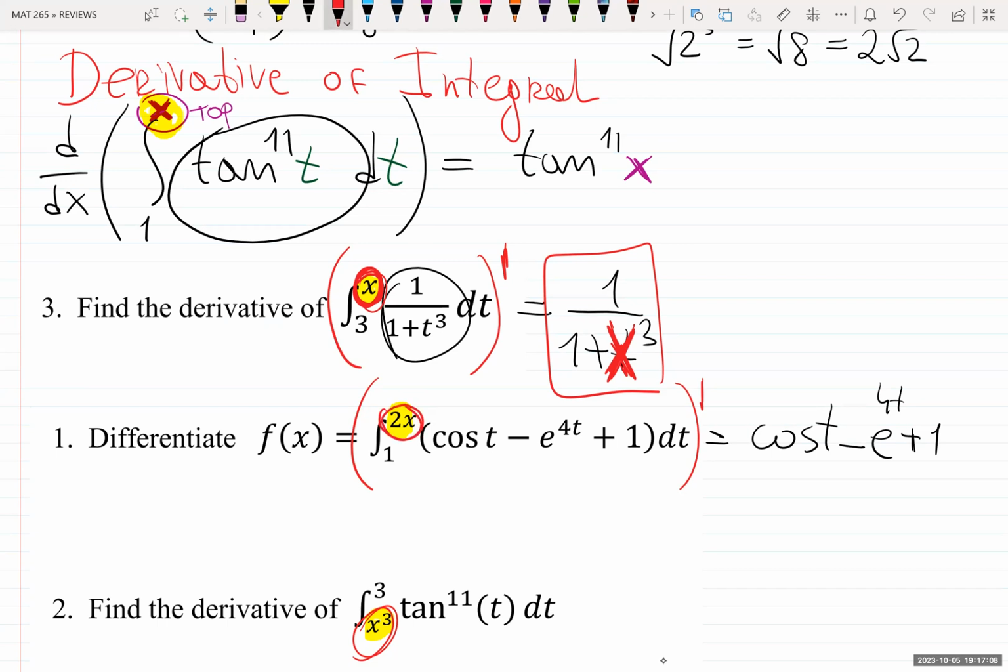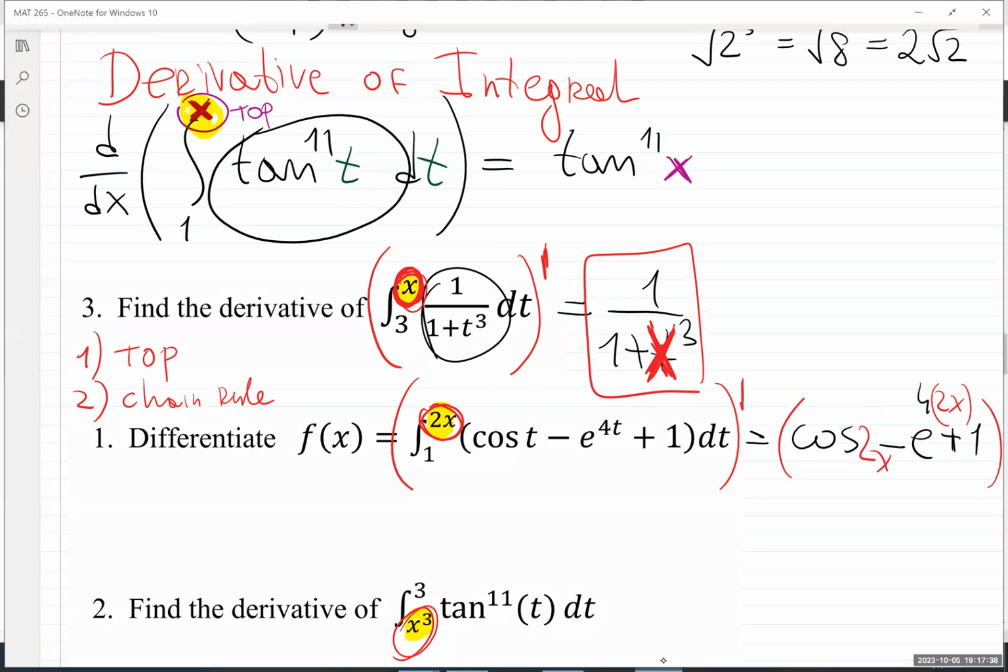Okay, step 1, look at it. 1, must be at the top. 2, chain rule. Chain rule will do exactly like you did chain rule before. Instead of t, you plug, let me erase it again. You plug 2x everywhere. And then you do 2x times derivative of 2x. That's times 2. That's how you do it.